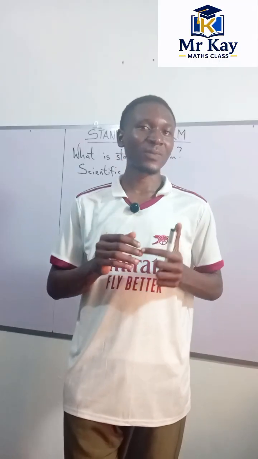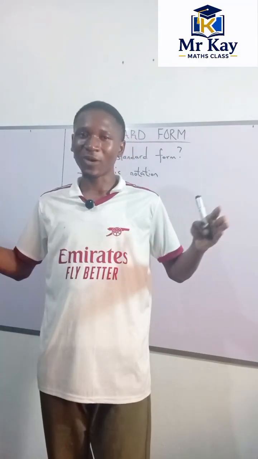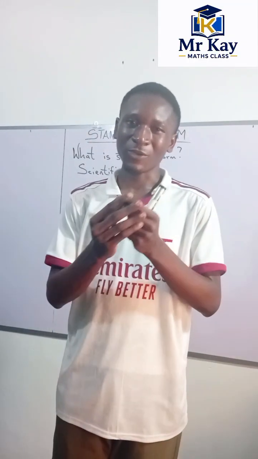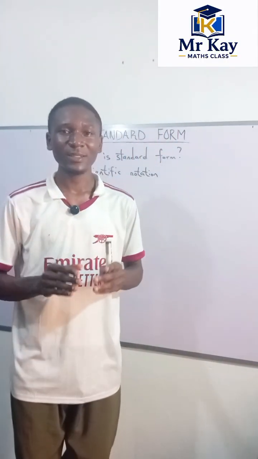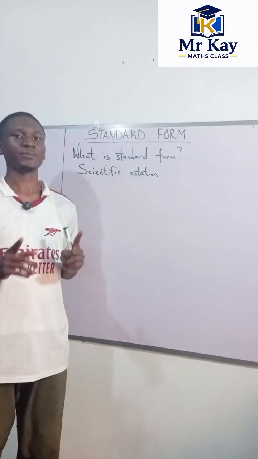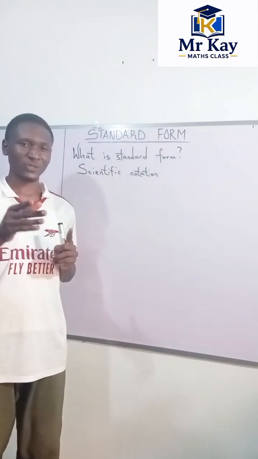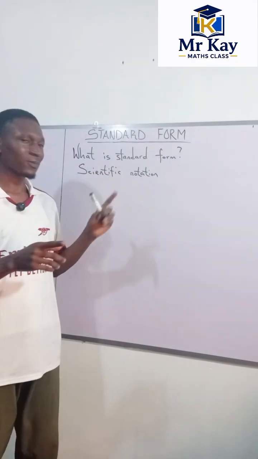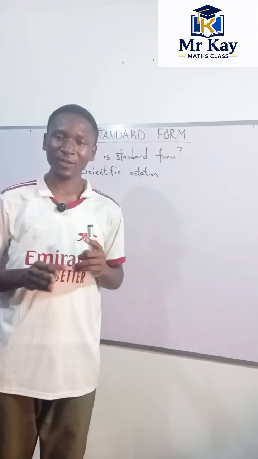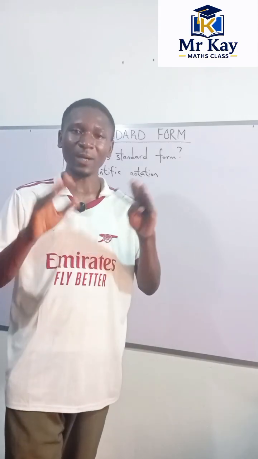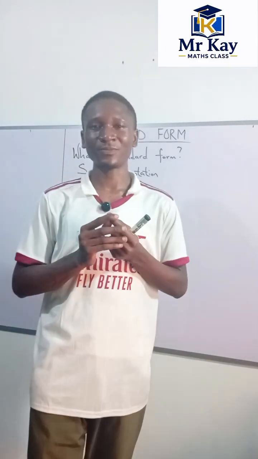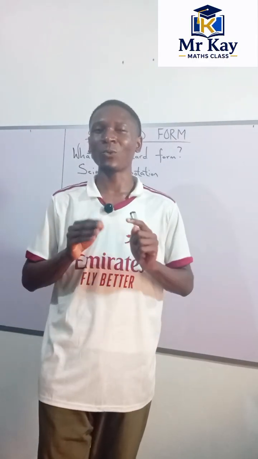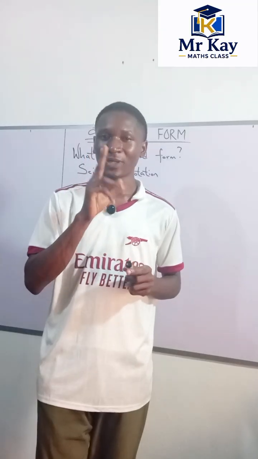Get the information. It's a way of expressing what? Either a very big number or a very small number in a much easier way using the powers of 10. Do you get the explanation? I'll take it once again. Standard form is a way of expressing a huge amount of number or a very small amount of number in a much easier way, making use of the power of 10.